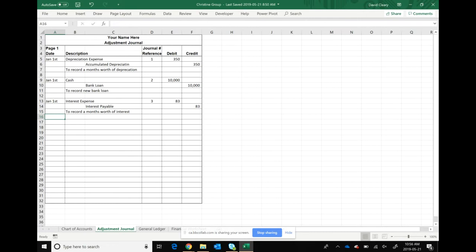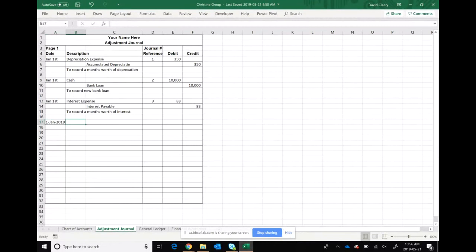So we have to show that we incurred that expense, and we also have to decrease our inventory by that amount because we don't have that inventory, right? So the adjusting entry would be, let's put it on January 1st again. We want to show that we've incurred the cost, which is our cost of food sold.